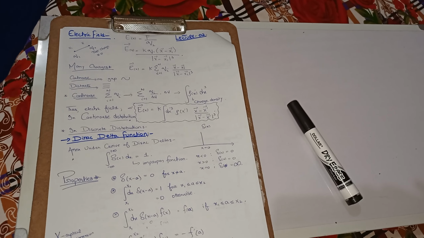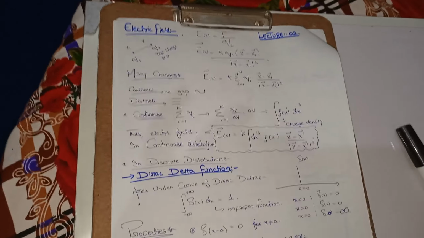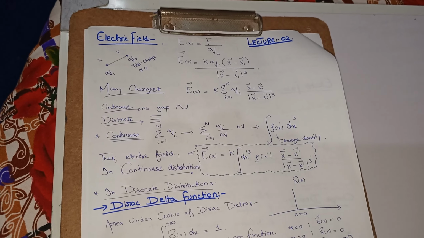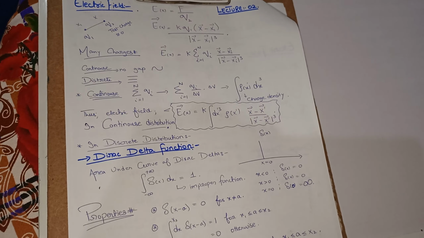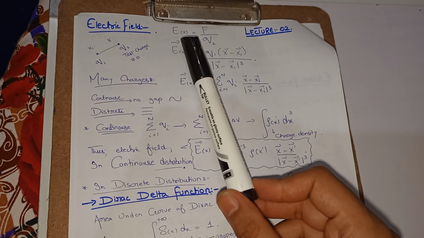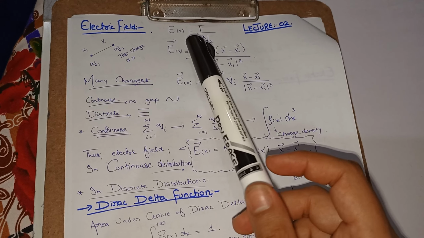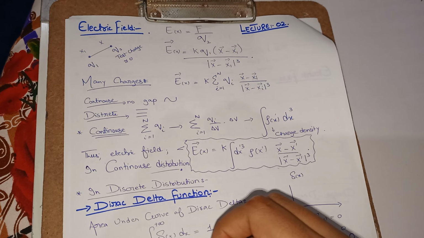So, electric field due to some charge. This is how we found it in our previous lecture one. If you forgot to watch, please watch the first lecture. This is the electric field which we found yesterday: the electric field is basically equal to the Coulombic force divided per unit charge.